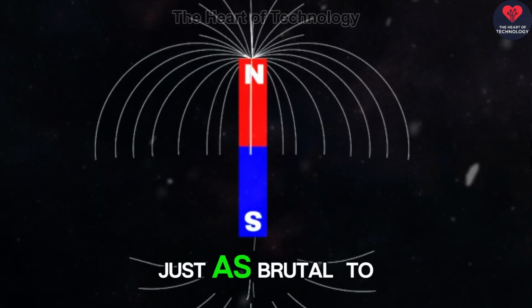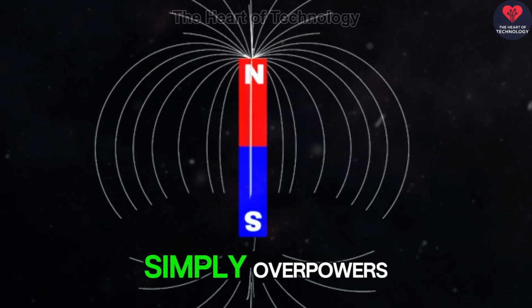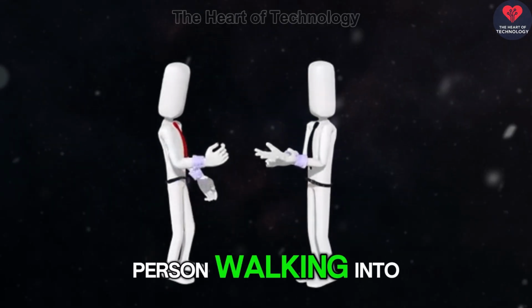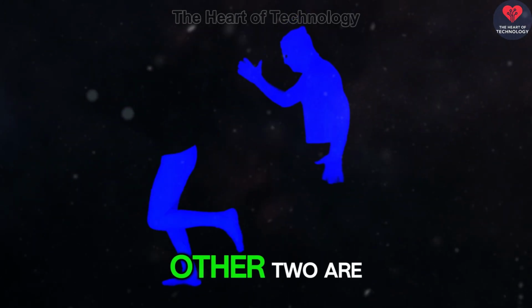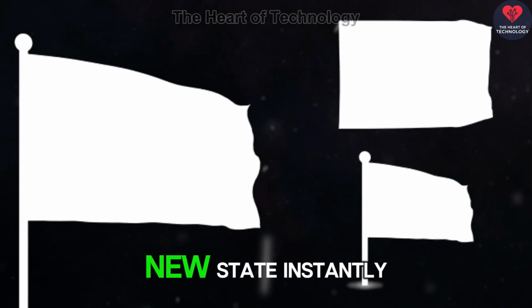Writing to SRAM is just as brutal. To change a 1 to a 0, the system simply overpowers the cross-coupled inverters. It's like a third person walking into that shouting match and screaming 0, so loud that the other 2 are forced to change their tune. Once they change, they lock into that new state instantly.